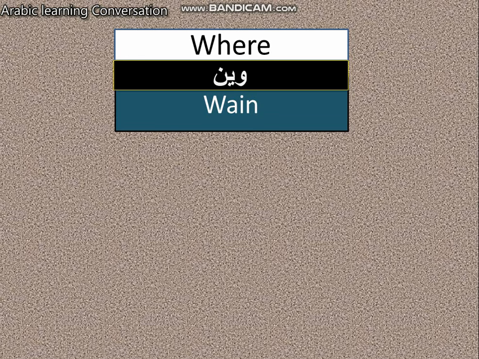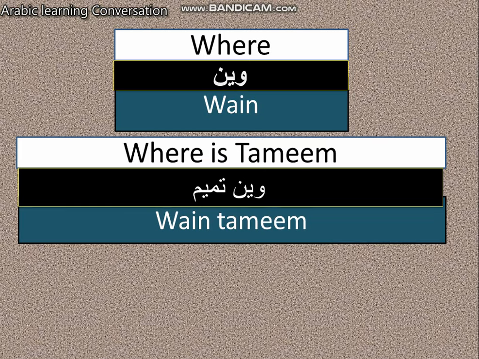Where? When. Let's make an example. Where is Tamim? Someone is asking about Tamim. When Tamim? If you want to ask about a book, then we say when kitab. If you are asking where something is, you say when, then the name of that thing you are asking for. When means where. Tamim is the name of the person.